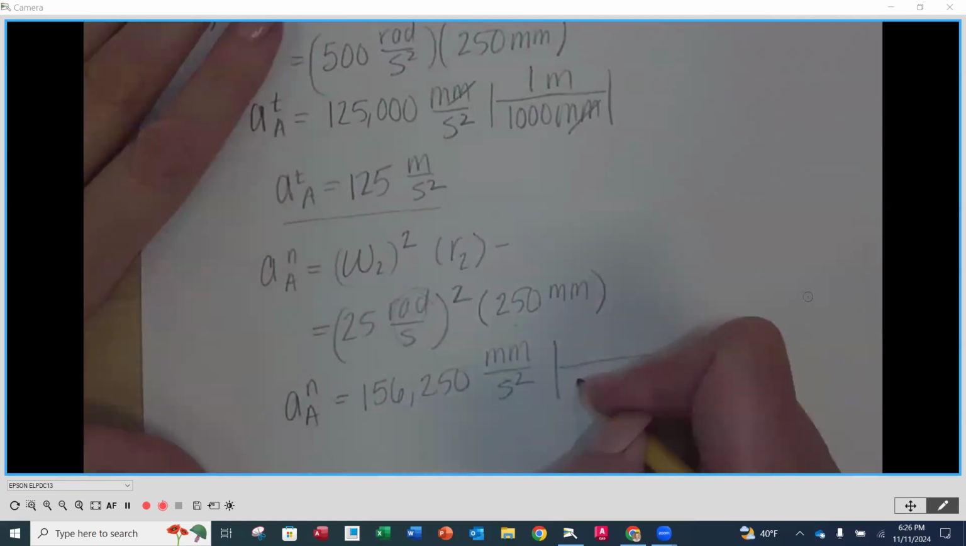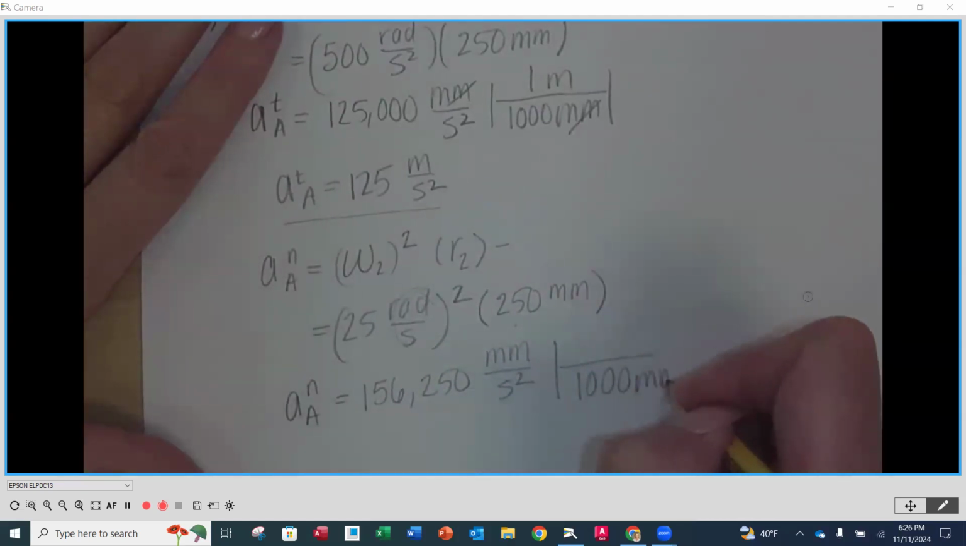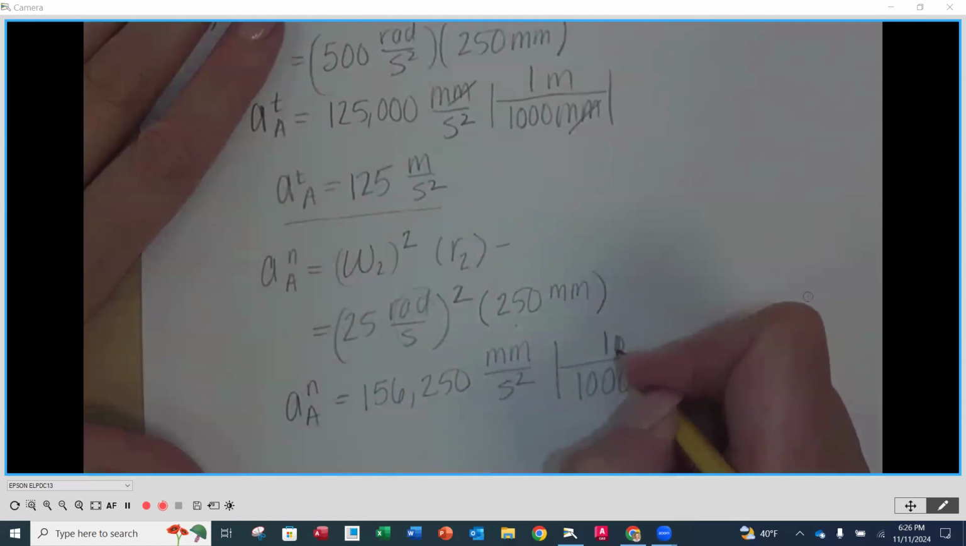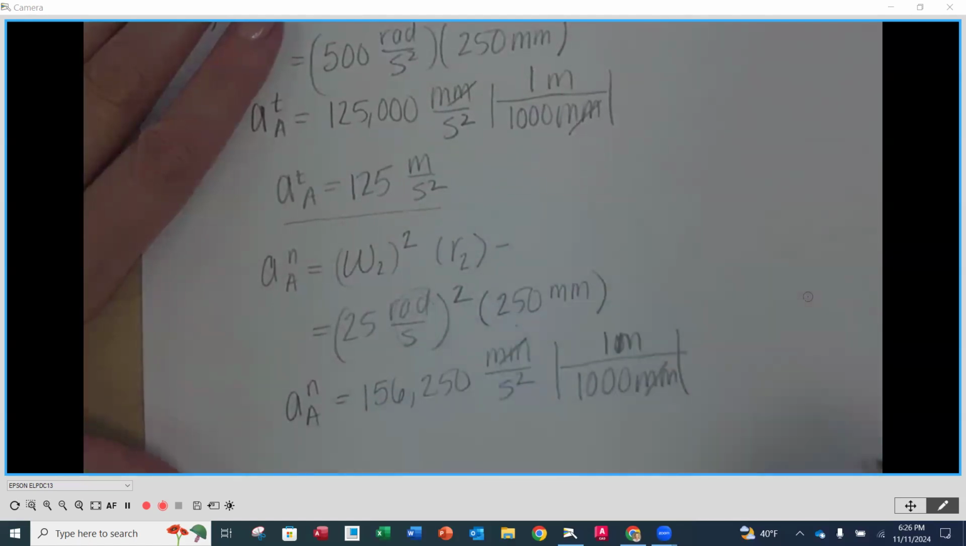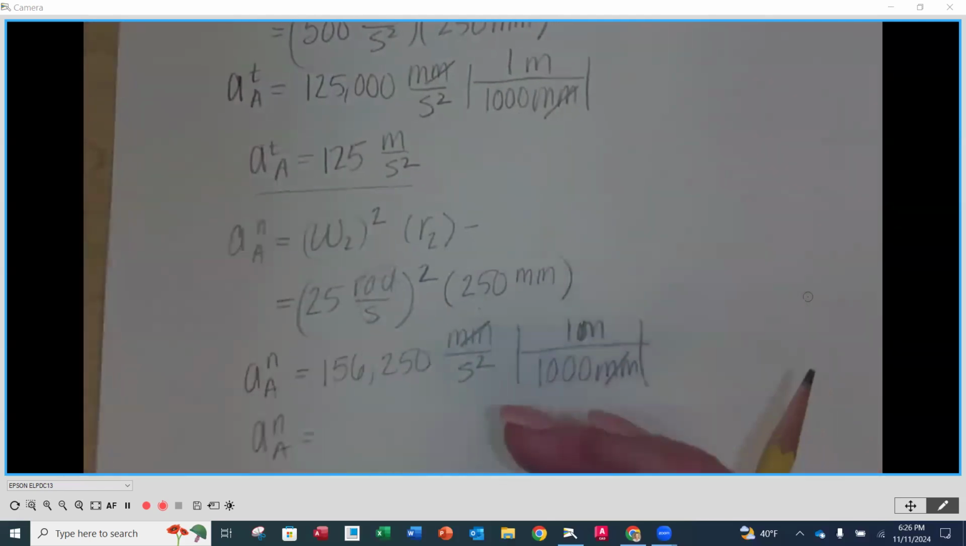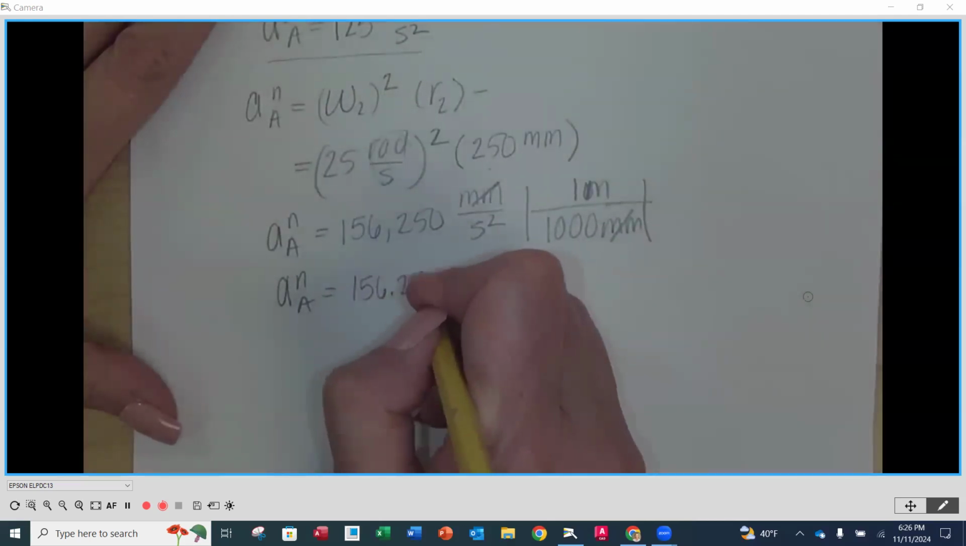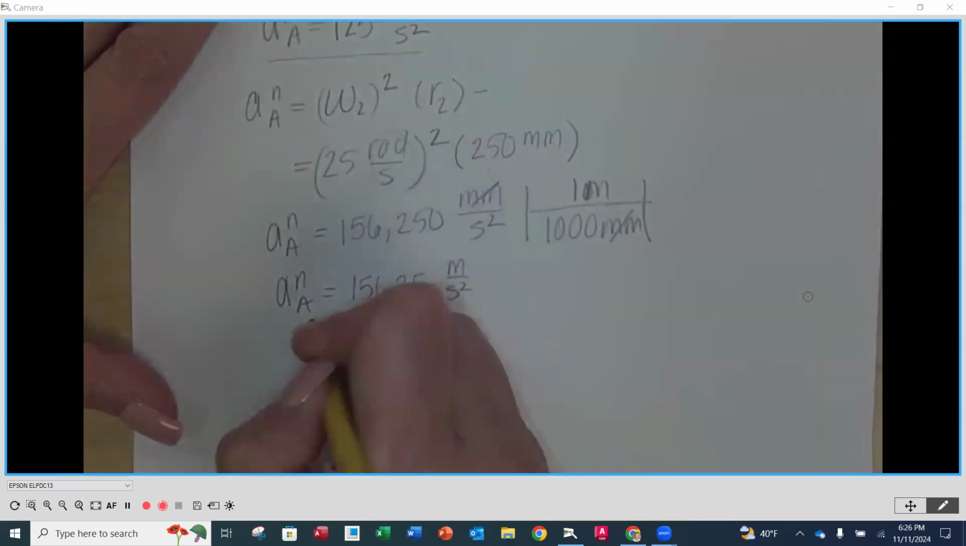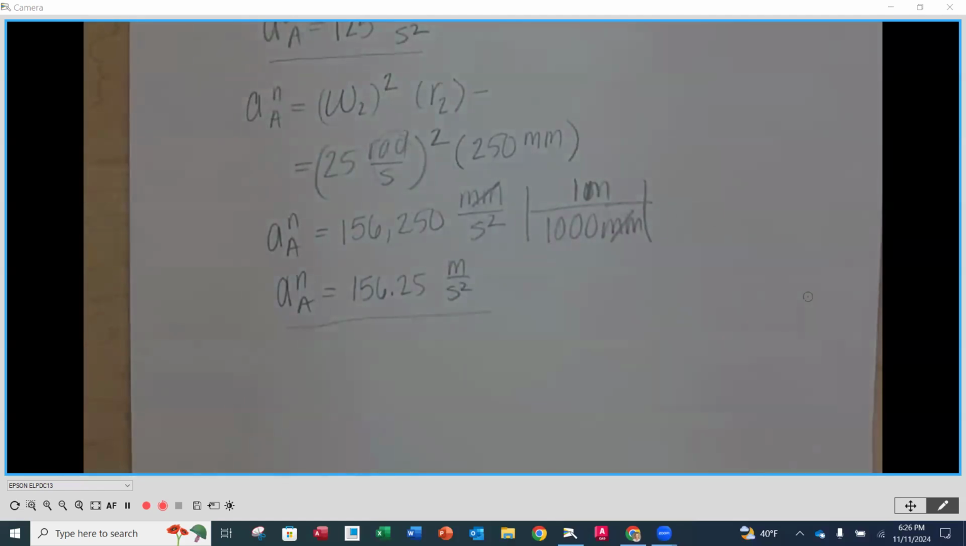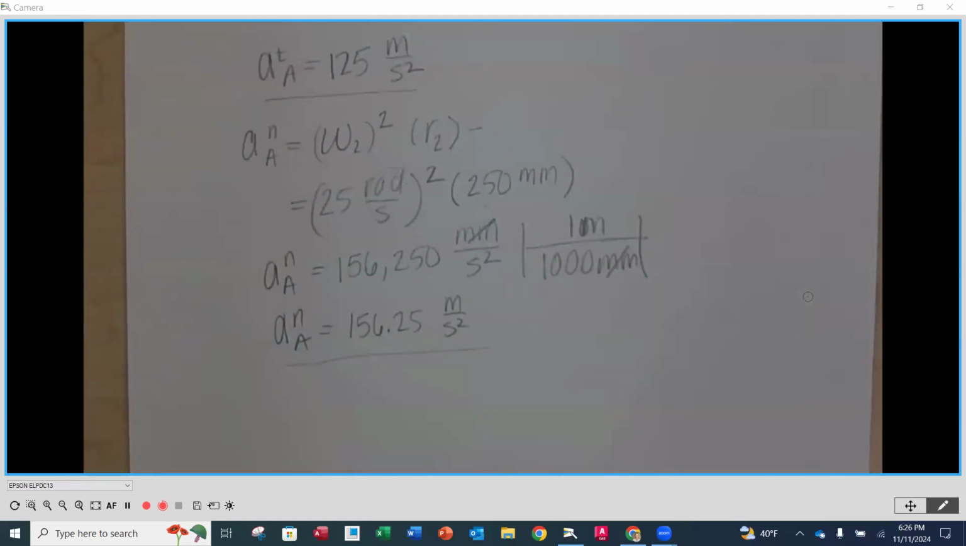And then all they do is they divide by 1,000 millimeters to change this into meters. So our normal component at A is going to be 156.25 meters per second squared. So magnitude-wise, any question on the tangential and the normal components?